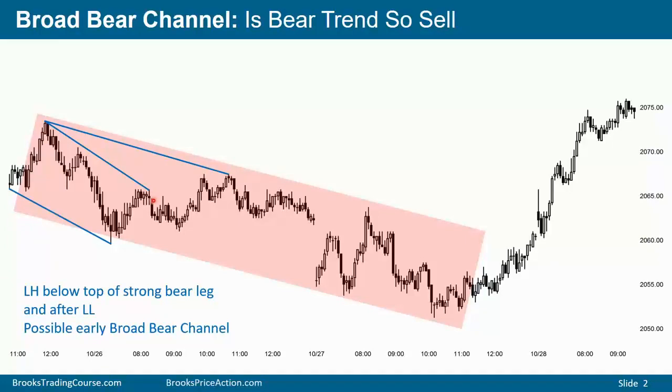The market's forming lower highs and the market's in a bear trend, so traders will look to sell reversals down, even after a pullback this big. This is actually simply a wedge rally, 1, 2, 3, and a double top, a slightly lower high double top below the top of the bear trend. Reversal up, but it looks like a bear leg in a trading range or a bear leg in a broad bear channel.